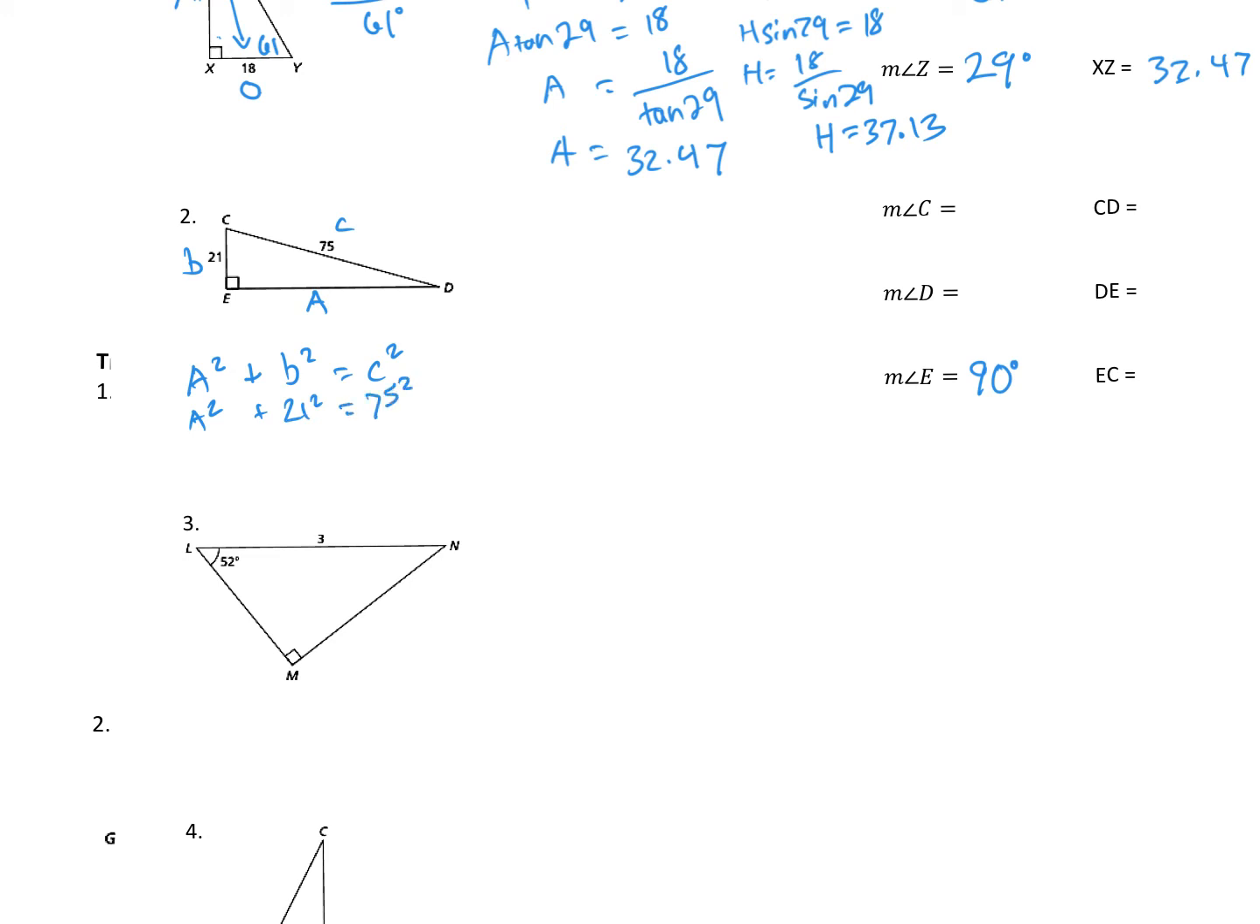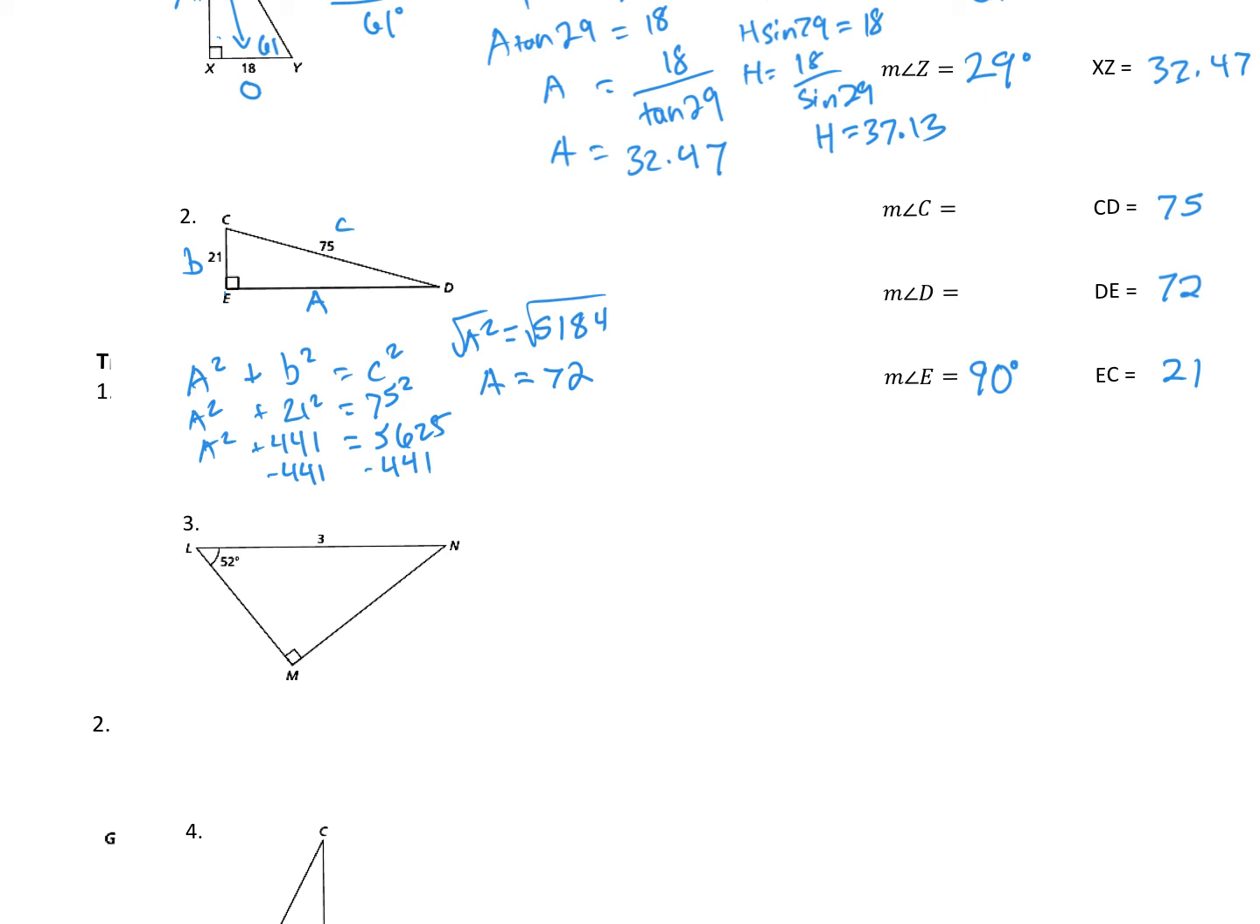This gives me A squared plus 441 equals 5,625. Subtract 441 from both sides. A squared is equal to 5,184. If I square root both sides, A is then just 72. So this is 72. And so my distance, ED or DE, is 72. CE or EC is 21. And CD is 75. So I'm getting along.